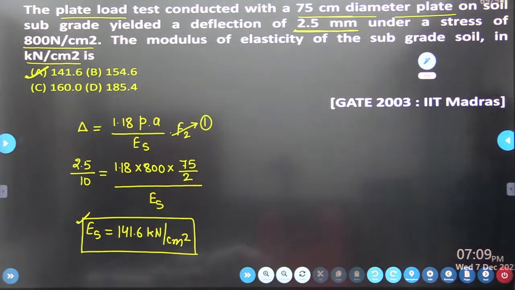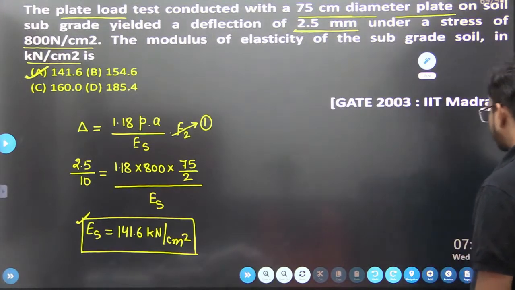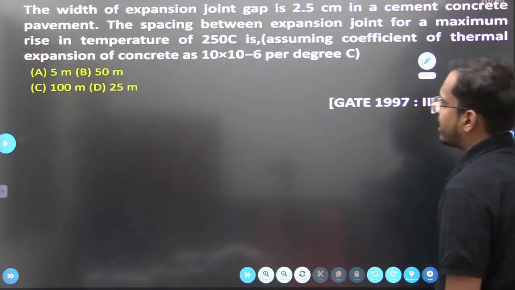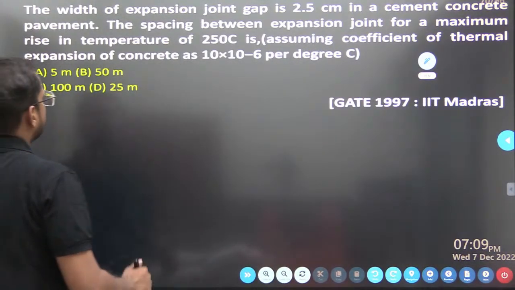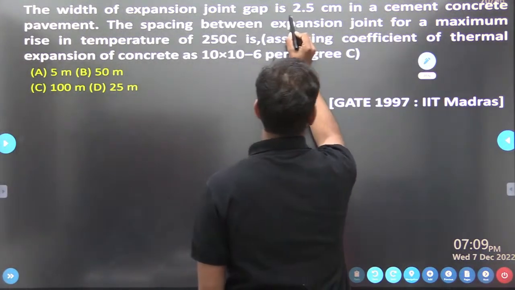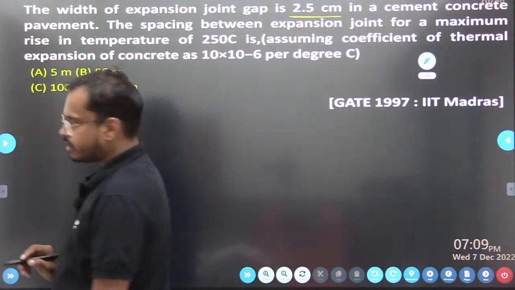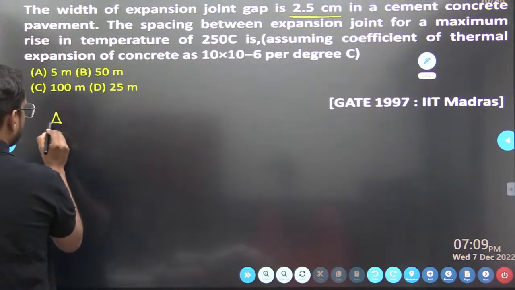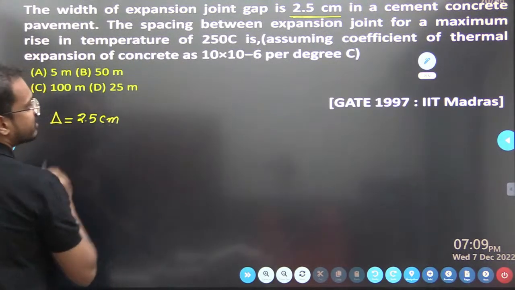Now see here, I will discuss the next problem, which is related to GATE 1997 IIT Madras, and it is related to expansion joint. We already know that the width of the expansion joint is 2.5 centimeter. So 2.5 centimeter width of the expansion joint is given. That means delta is given in the problem. The value of delta is equal to 2.5 centimeter.